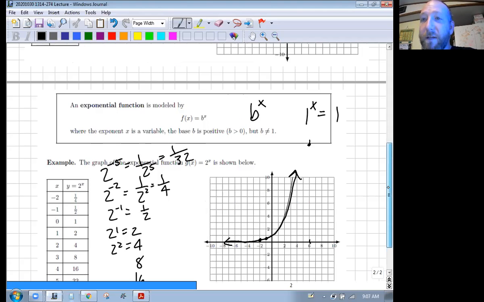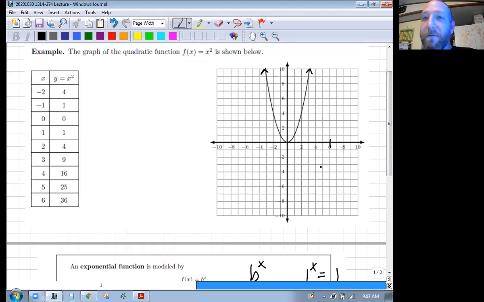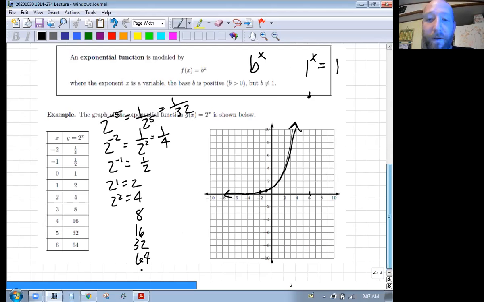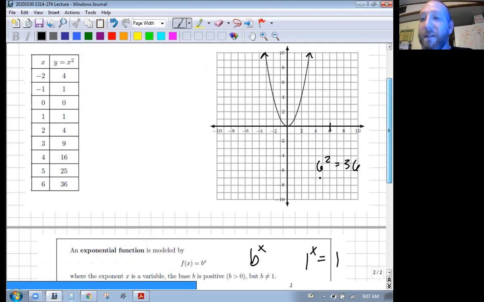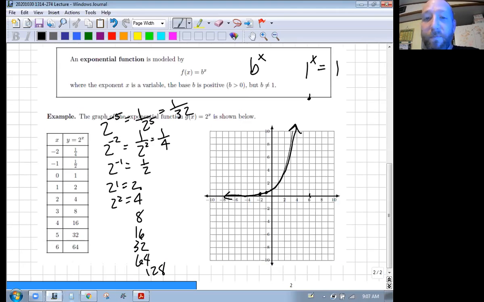So as compared to x squared here, right? When we're at 6, right? 6 squared would just be 36, right? Whereas down here, when you're at 6, you're all the way at 64, you know? When you make it to 7, you're at 128. Whereas the x squared, when you make it to 7, you're only at 49. Okay, so exponential functions grow very quickly.